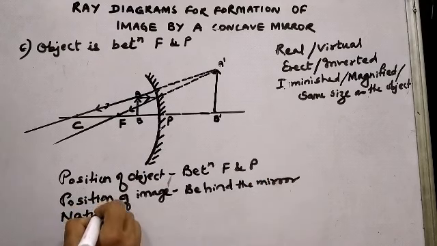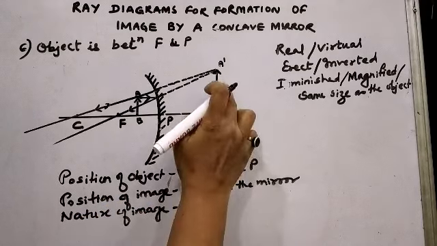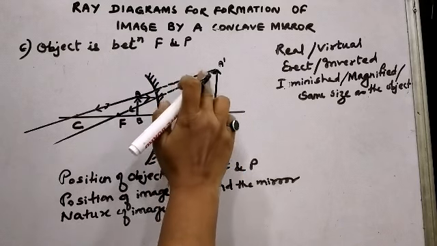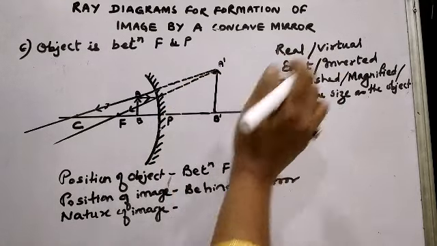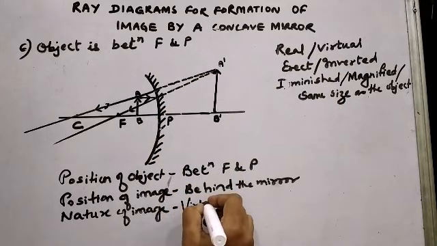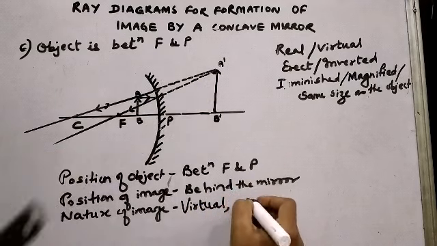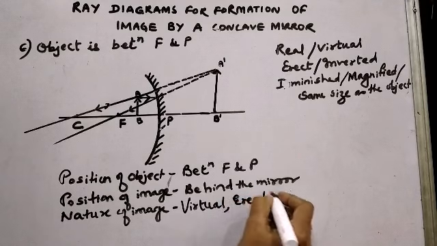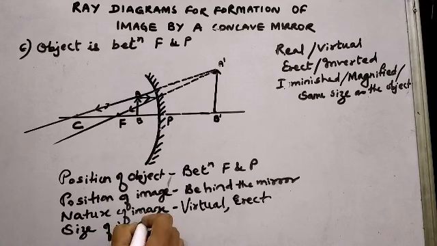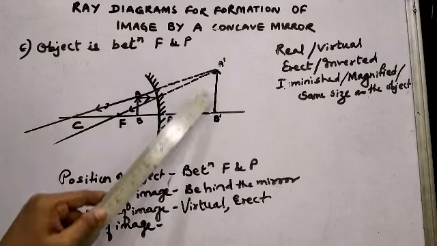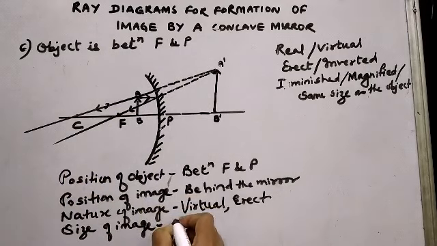Nature of image. Now you see it is a virtual image because the rays of light are not actually meeting, but we are producing them backward to meet at one point. So it's a virtual image. Image is virtual, and virtual images are always erect. So you can see that it's an erect image. And size of image, it's a magnified image because you see the object is small but the image is big. That means it's a magnified image.